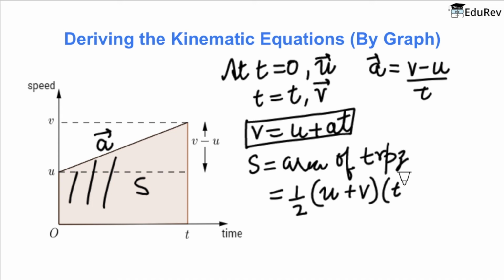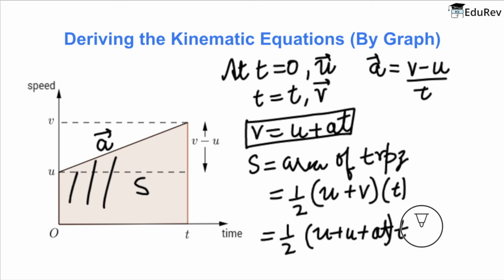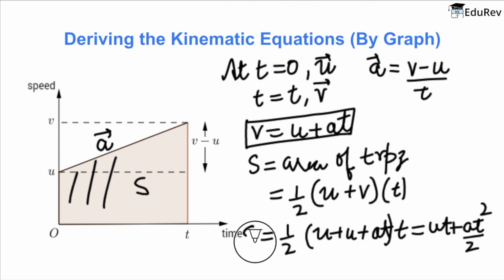And what will we do next? We will replace this v with our first equation. This gives us half times u plus at, multiplied by t. So again, this turns out to be ut plus half at square. So yes, we have derived our second equation as well.